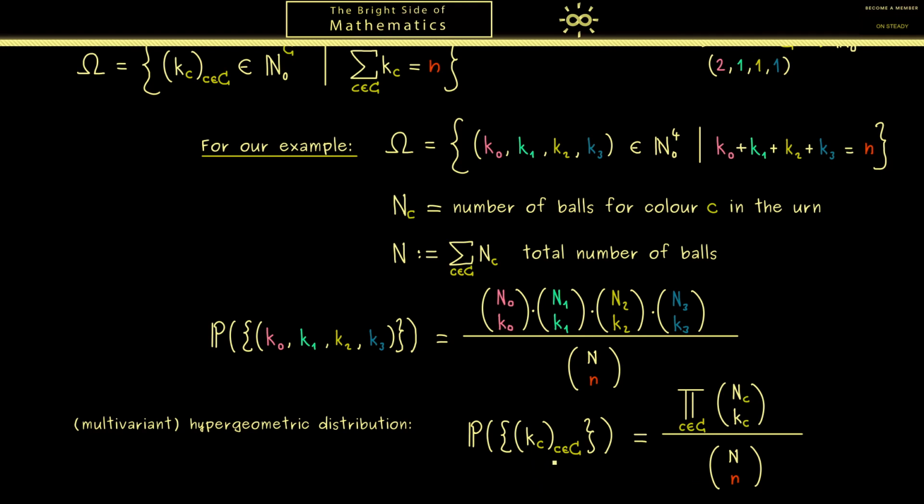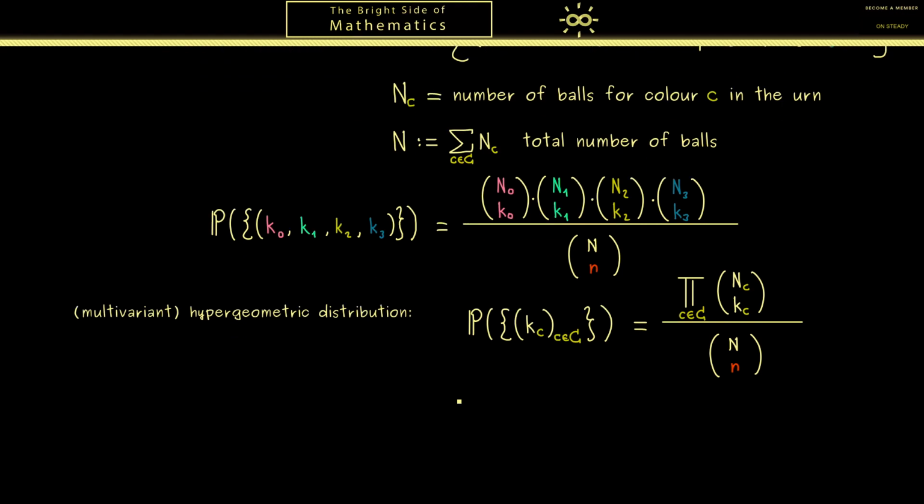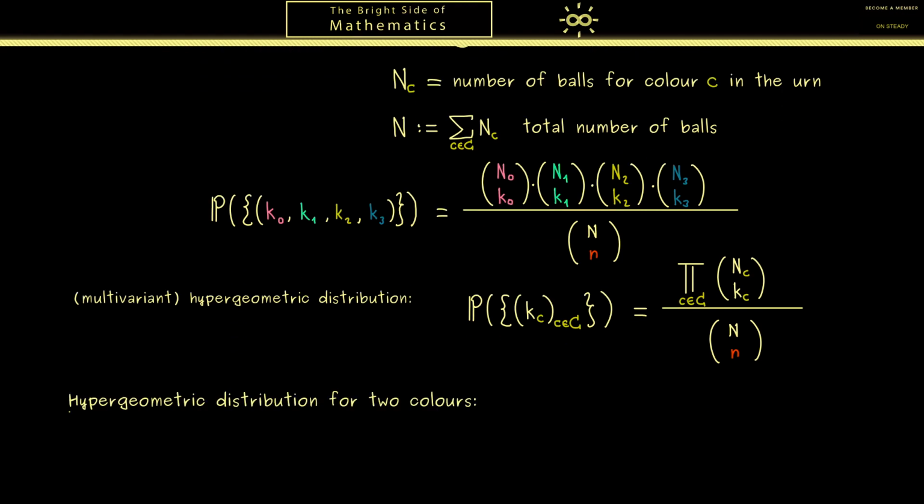Now often only two colors are involved, which means the whole thing gets very simple. However, the simple case is also often known as the hypergeometric distribution. Therefore, it might be worth it to write down the formulas for this special case as well. Of course, the whole setup is the same, but we can make the sample space much simpler. The reason for that is that for two colors, only one degree of freedom remains.